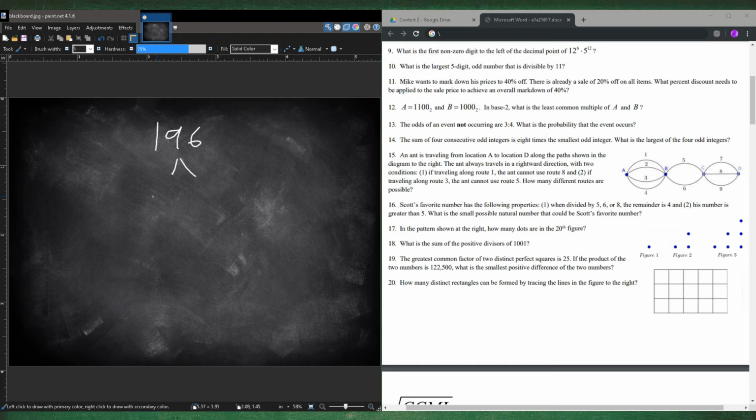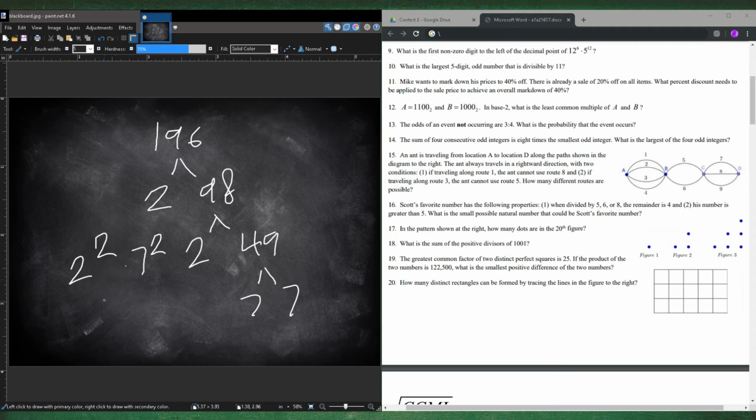Basically, let's factor that out. That's 2. That's 98. 2 again. That's 49. And that's 7 and 7. So the only perfect squares in here are just 2 squared and 7 squared, right? Basically, if we had to use pairs for perfect squares, because it's got to be two perfect squares multiplied by each other, we have 2 squared times 7 squared. That means there's 3 times 3. So there's 9 factors.